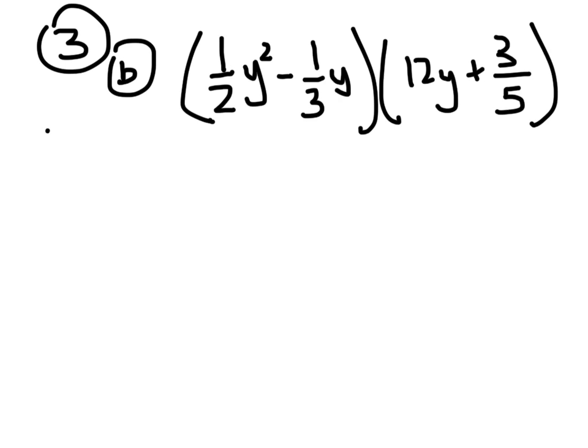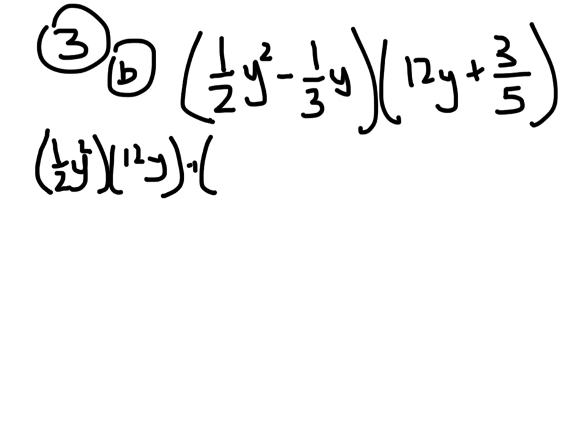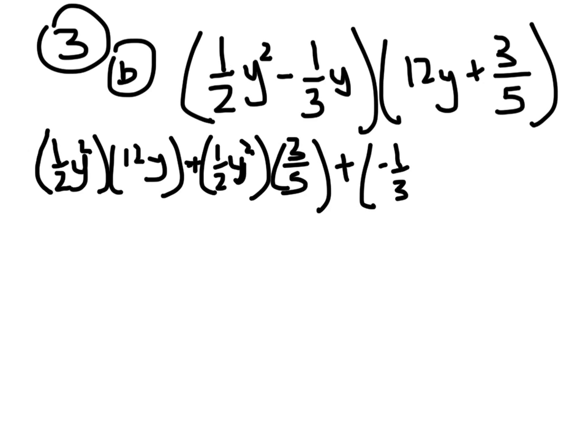So I'm going to go ahead and write that out here. So I have the 1/2 y squared times the 12y plus the 1/2 y squared times the 3/5. So I'm done distributing the 1/2 y squared. Now I need to distribute the negative 1/3 y onto the 12y and the 3/5.